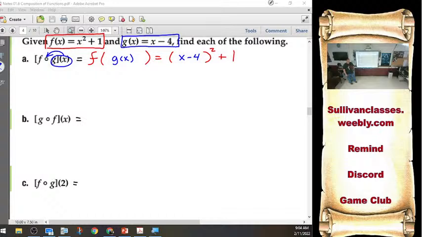Okay? And then you simplify it. Don't square like a freshman. That's x squared minus 8x plus 16, then plus 1. You cannot just square x, square 4, call it good. Okay? Don't square like a freshman.